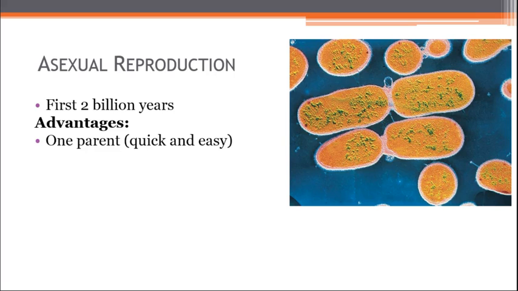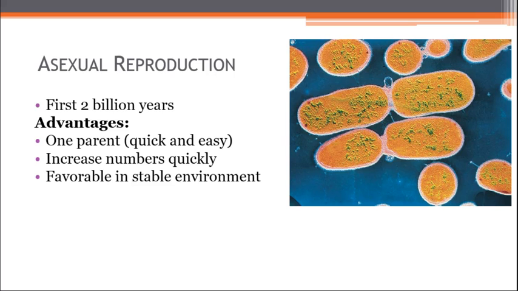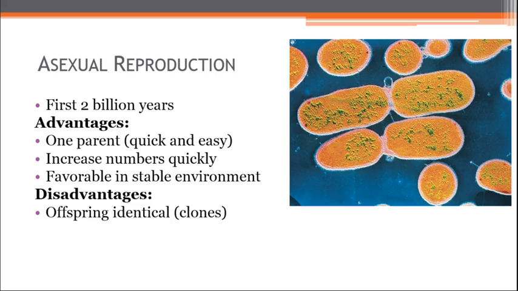What are the advantages of that? Well, it's quick. You don't have to look for a mate, right? You just divide. That's great. Quick, easy. You can increase your population very rapidly, right? So you can get huge numbers of offspring because it's an exponential growth, right? 1 to 2 to 4, etc. Now, this is really favorable in a stable environment, but it is problematic if the environment is going to change.